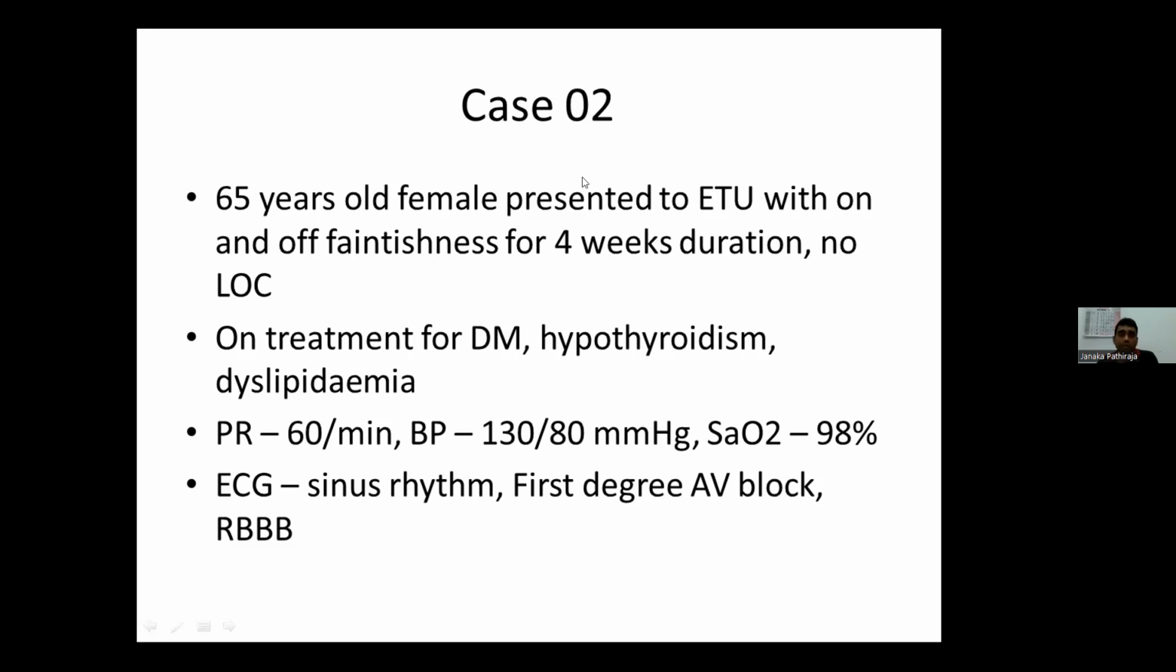You can see in the ECG there are a lot of abnormalities. Because the pulse rate is 60, the sinus node is not functioning properly. First degree AV block is there, so the AV node is not functioning properly, and right bundle branch block, so there is evidence of a conduction tissue problem. So you have to suspect this patient may be having some sort of chronic problem.